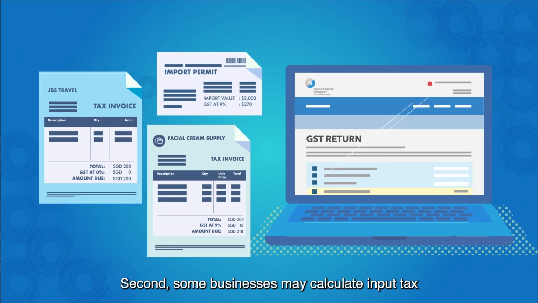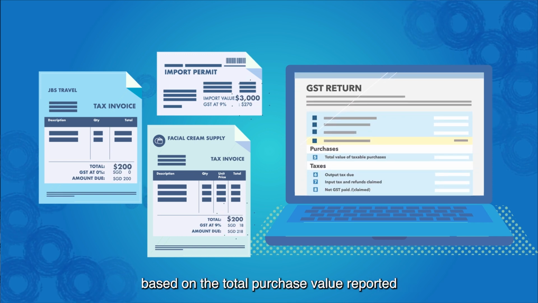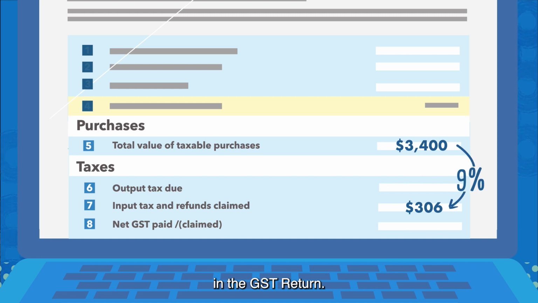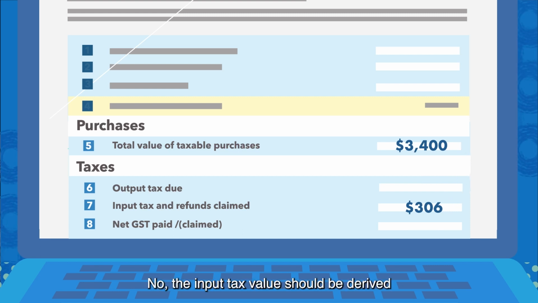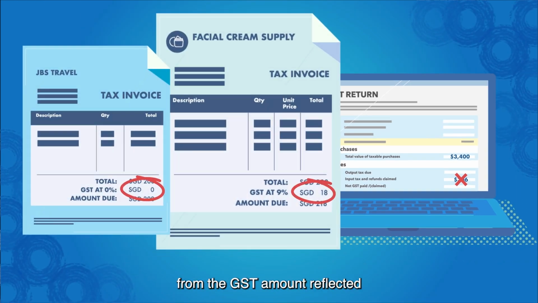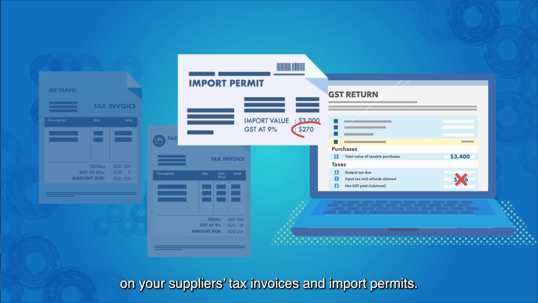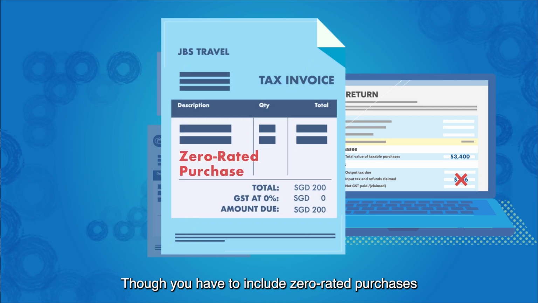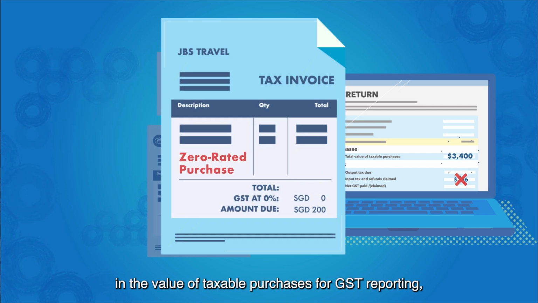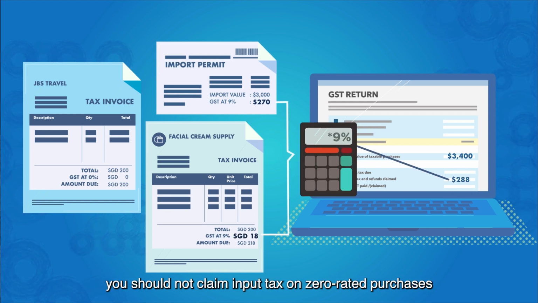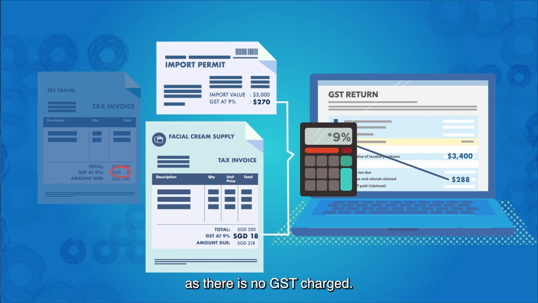Second, some businesses may calculate input tax based on the total purchase value reported in the GST return. Is this correct? No, the input tax value should be derived from the GST amount reflected on your supplier's tax invoices and import permits. Though you have to include zero-rated purchases in the value of taxable purchases for GST reporting, you should not claim input tax on zero-rated purchases as there is no GST charged.